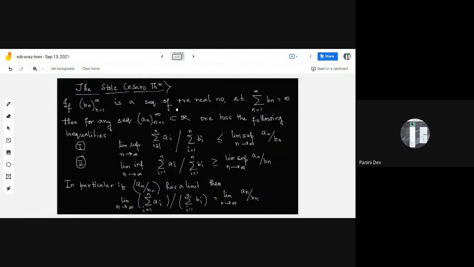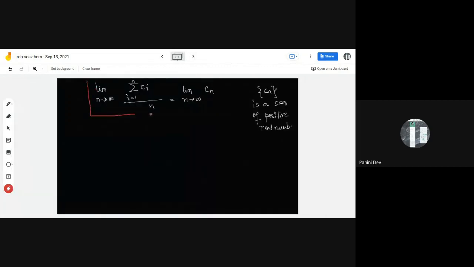This is a very specific case of the entire Stolz-Cesaro theorem. In this particular form, if I just replace each of these bi's with one, then this is nothing but n by one. So in the particular case, if Cn has a limit, then this is nothing but the Stolz-Cesaro theorem. Now, how will we actually use it?